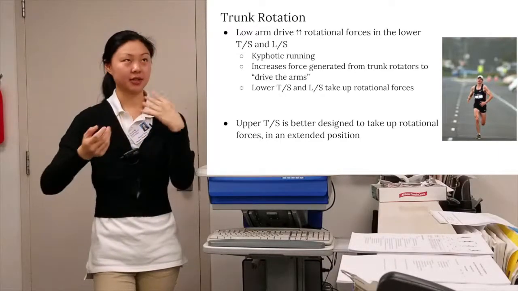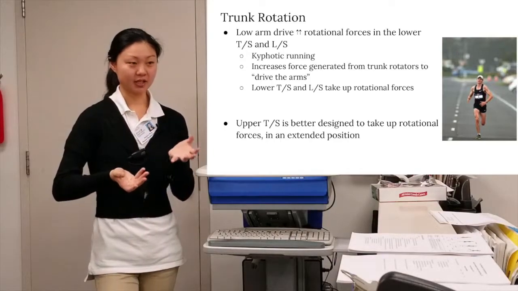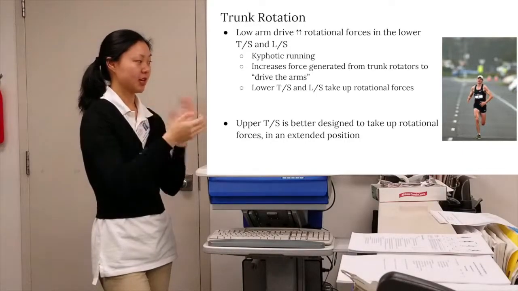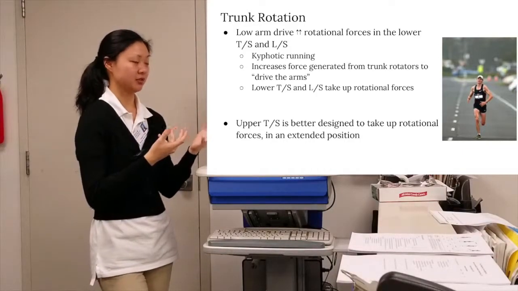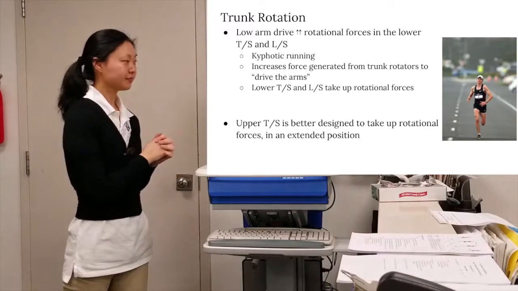So telling your runners that a forward trunk lean is good, but making sure they're not getting it from the thoracic spine. Because again, your upper thoracic spine is meant to take up those rotational forces and help you with propelling with running.